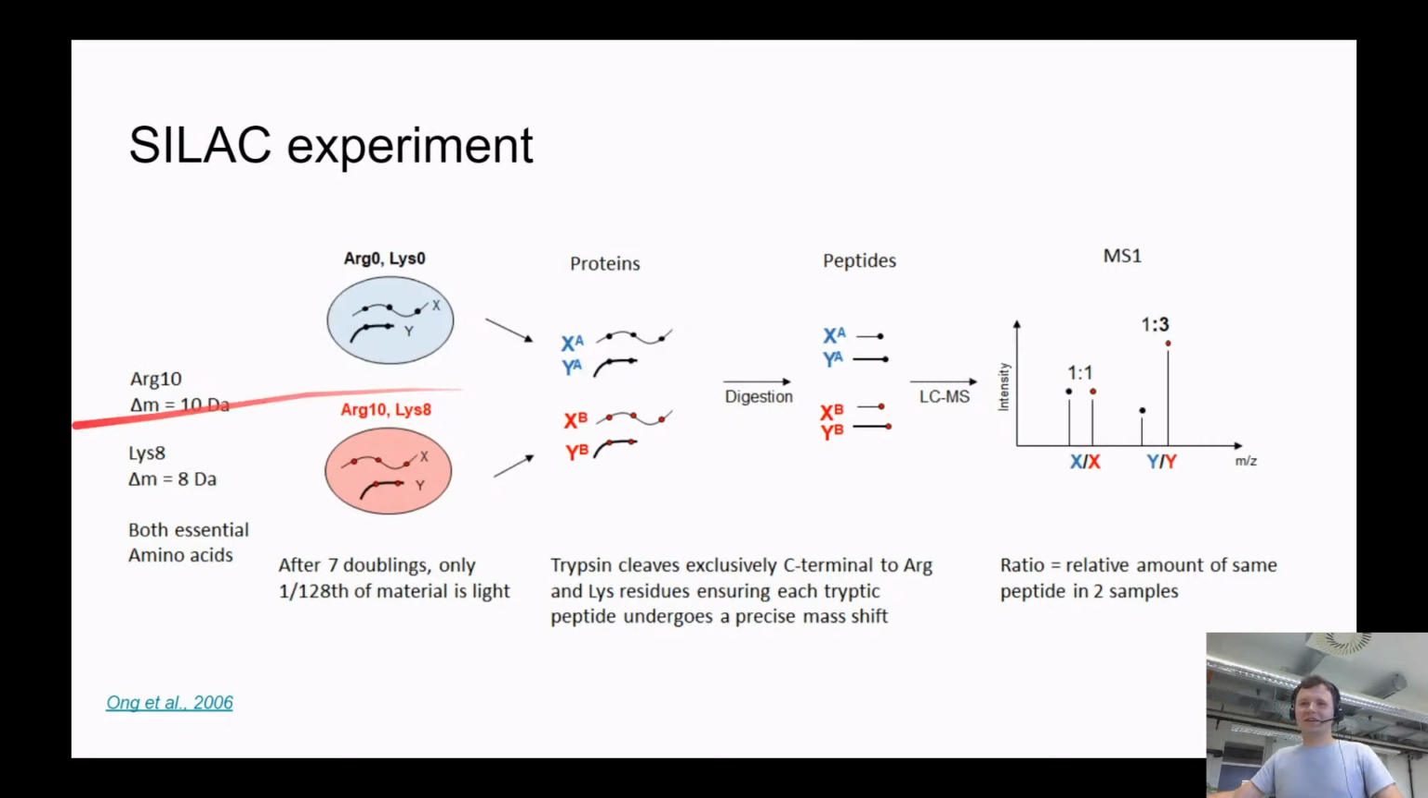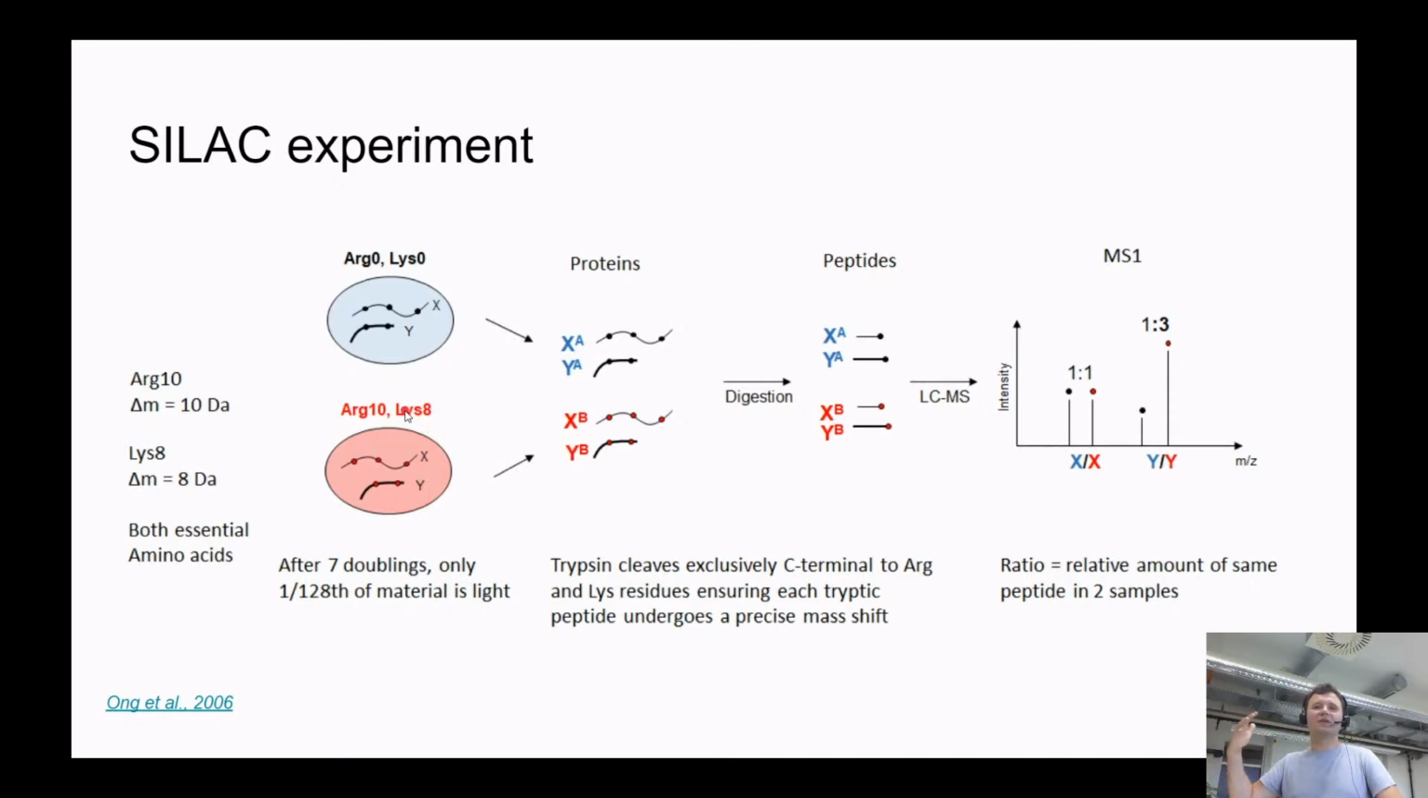Anyway, in another petri dish, we also add arginine and lysine, but arginine has 10 carbons, I'm sorry, 10 carbons of mass 12, and all of them we exchange for carbon 13. And for lysine, we did exactly the same. All carbons 12, of which we had 8, we exchange for carbon 13.